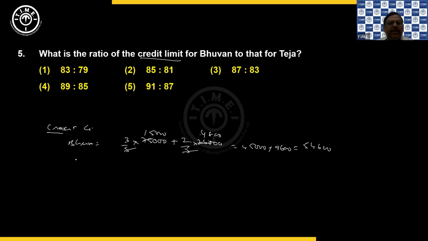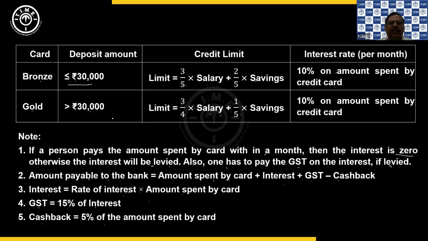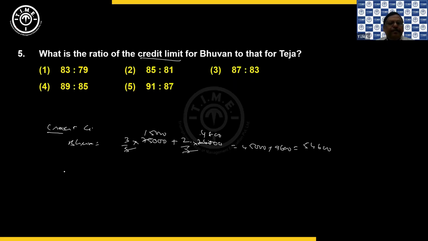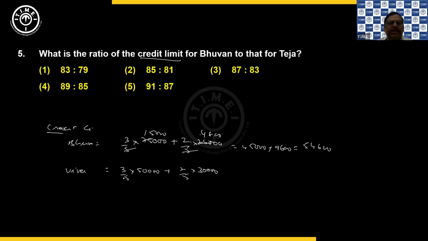Who is the next person? The next person is Vivek. He gets 50,000 and 30,000. 30,000 also is branch card only. So for Vivek, it will be 3/5 of 50,000 plus 2/5 of the savings, which is exactly 30,000. You can see 3 times 10,000 is 30,000, and 2/5 of 30,000 is 12,000. 30 plus 12, it is 42,000.